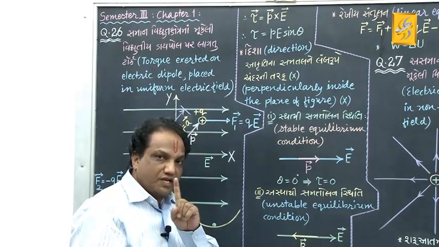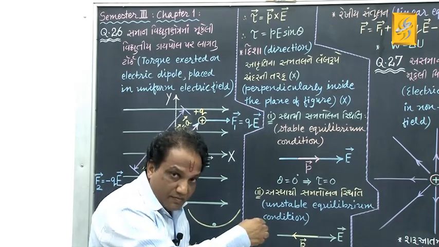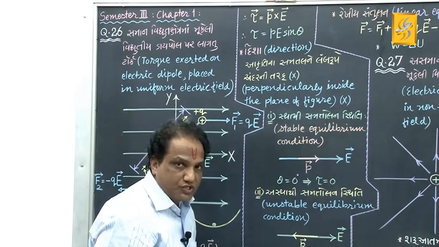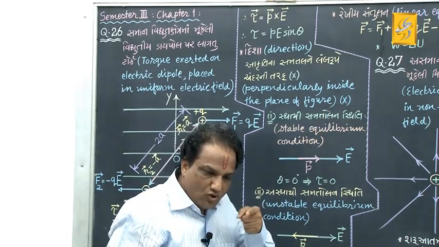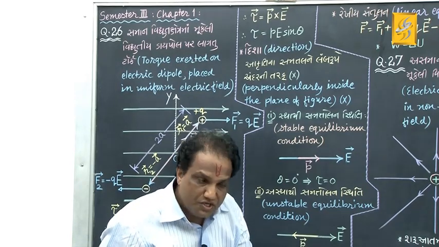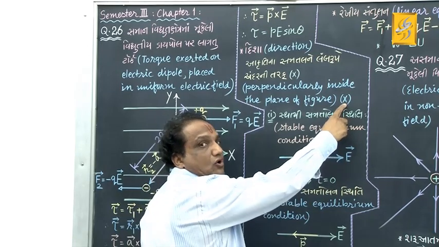In physics, there is a custom, there is a tradition. If any direction is perpendicularly inside the plane of the figure, it must be shown by the symbol of a cross. And if the direction comes out of the plane of the figure perpendicularly, you must show it by the symbol of a dot. Here it is perpendicularly inside, so I show it by the symbol of a cross.